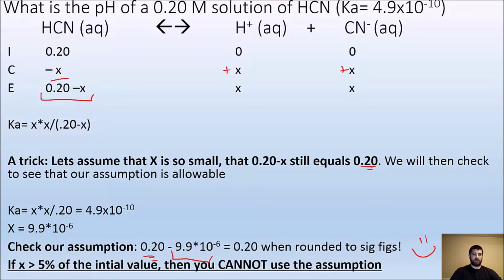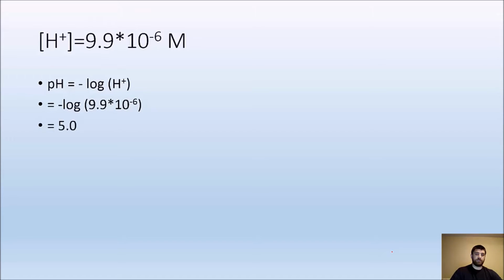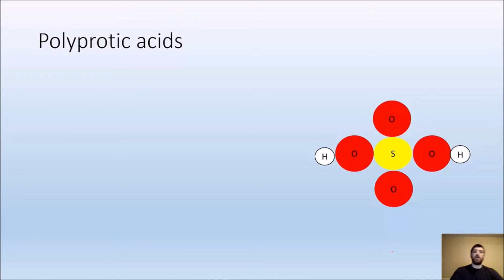All right. If X is more than 5% of the initial value, then you can't use the assumption. If it's 5% or more, you've got to actually use a quadratic equation. All right, so now I have my H plus concentration, and I know my formula for pH, and I just plug it in, and I get a pH of 5.0. So I've now finally answered my question.